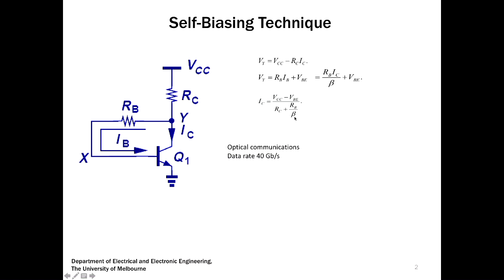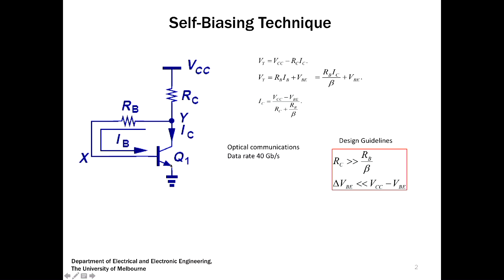This circuit is used in optical communications because this configuration can operate at a very high frequency. They use it for something like 40 gigabit per second data rates. People use this type of transistor biasing, that is self-biasing.